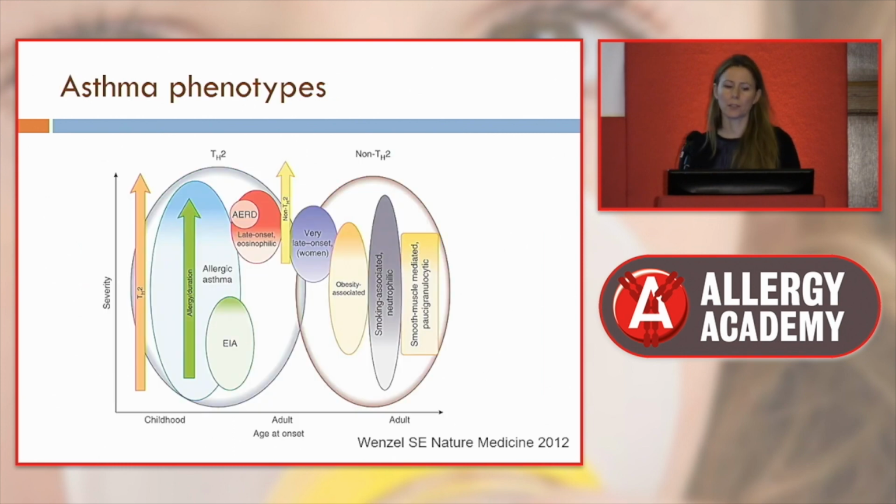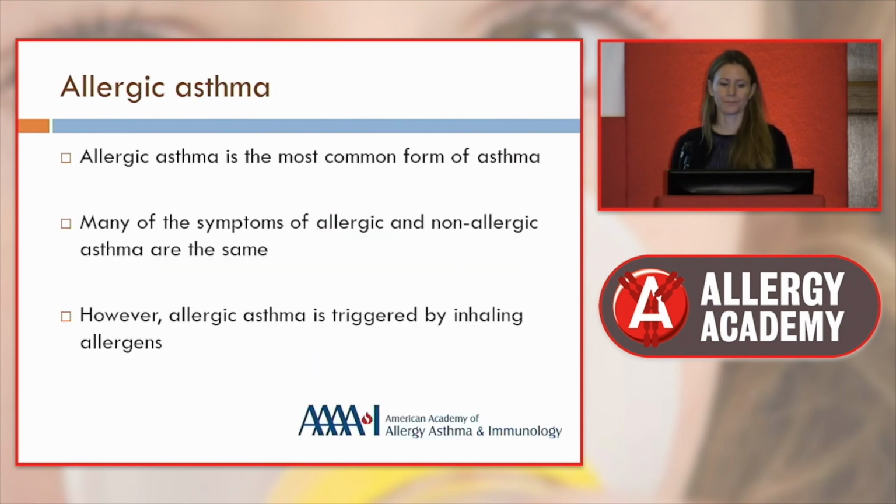This is just another way to look at the different phenotypes based on the time when these phenotypes are more likely to occur. So, for example, in childhood, there is increased likelihood of Th2 predominant asthma, so allergic asthma, whereas in adulthood, other factors such as smoking associated, obesity associated, smooth muscle mediated. So these are other types which, again, I won't be focusing on.